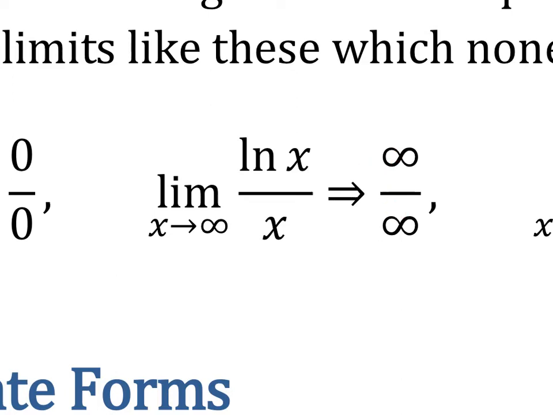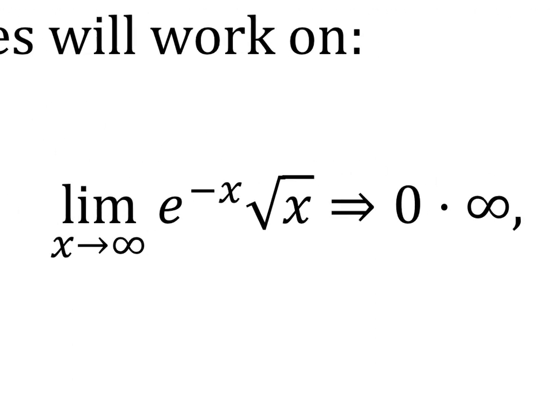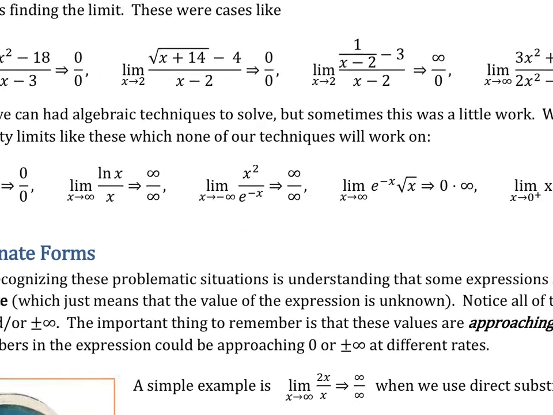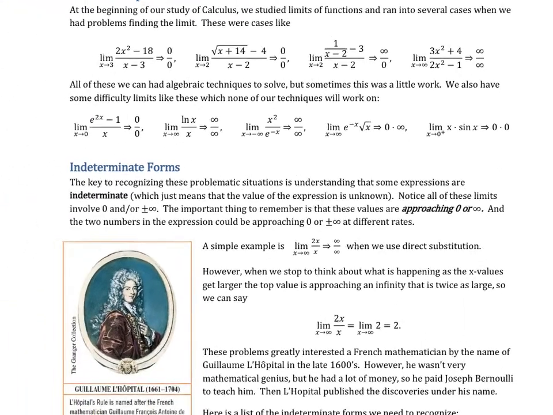This is not 1 because infinity is not a number. Or x squared over e to the negative x. Doesn't fit any of those models. Or as x goes to infinity, this thing is going to 0 times infinity. So all of these are cases that we can't really deal with. Same thing for sine of x times x here. We end up with, as x goes to 0, this is 0 and this is 0. Well, does that mean 0 times 0 is 0? Not really. We can't just say the limit is 0 there.